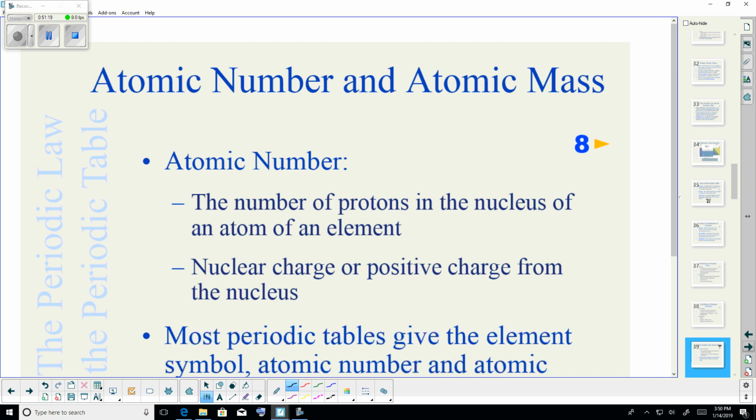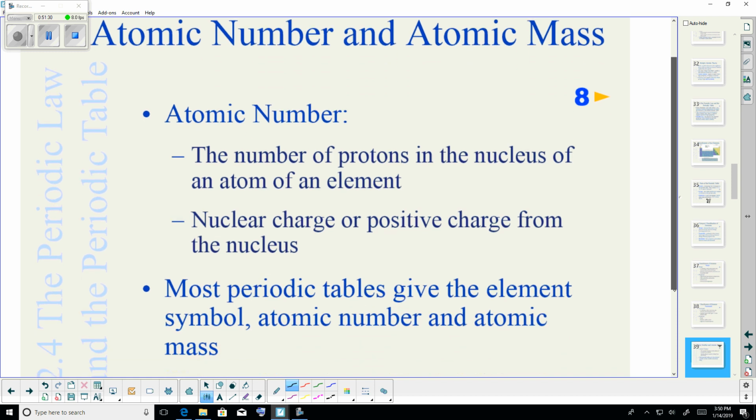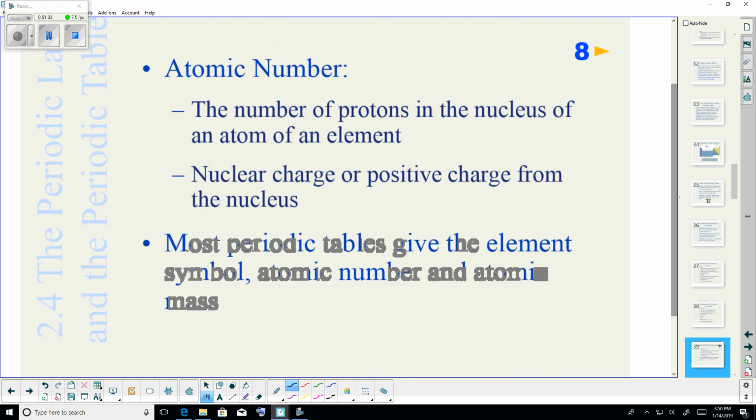So we said the atomic number was the number of protons in the nucleus of an atom of an element. And they give the nuclear charge or positive charge from the nucleus. Most periodic tables give the element symbol, the atomic number, and the atomic mass. The one in your book. And when you do the homework, please use the one in your book if you've gotten one from somewhere else. Because if you look in your book, you're going to see the numbers are slightly different than the ones we have posted on here. These go out to more places. I think your book lists oxygen mass as 16. This one lists 15.999.